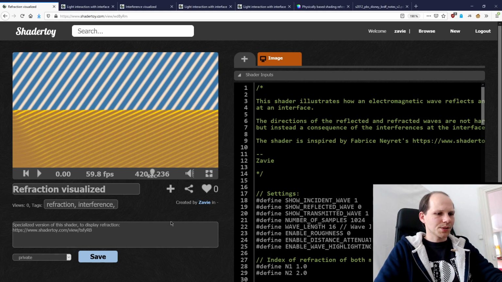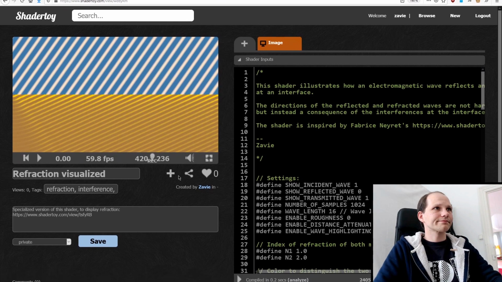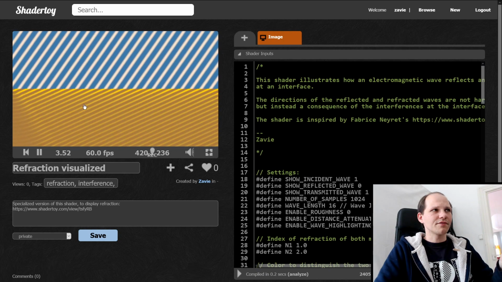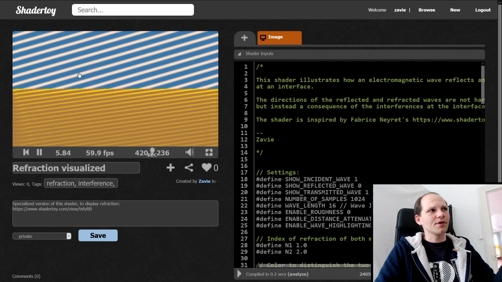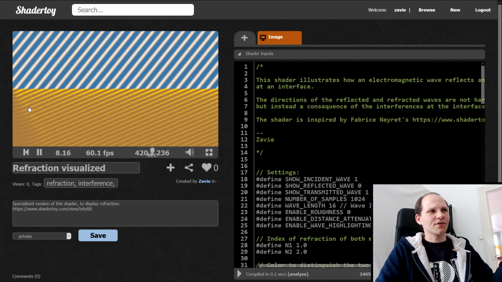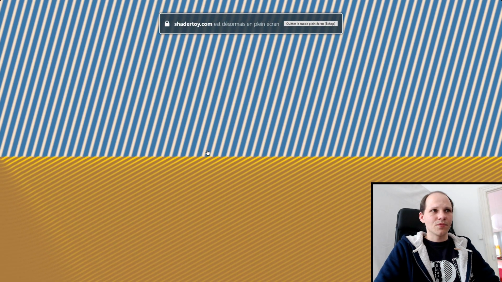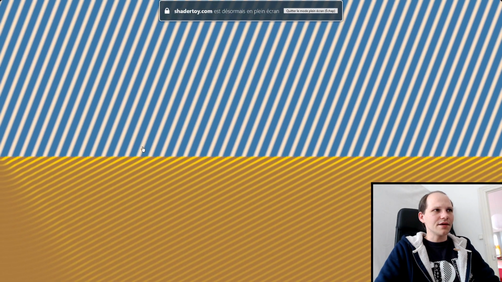So here is a shader on Shadertoy. This shader doesn't know anything about the direction of waves, except for the original source of the wave. All it cares about is the speed of the wave and maintaining the interface, like the boundary condition, where two different waves are at the same position. And just by changing the speed of the wave inside the material, it changes direction.